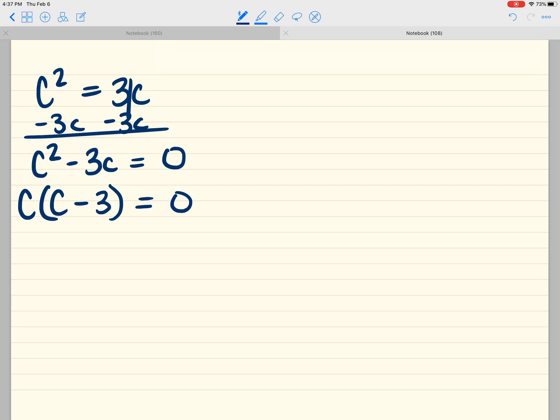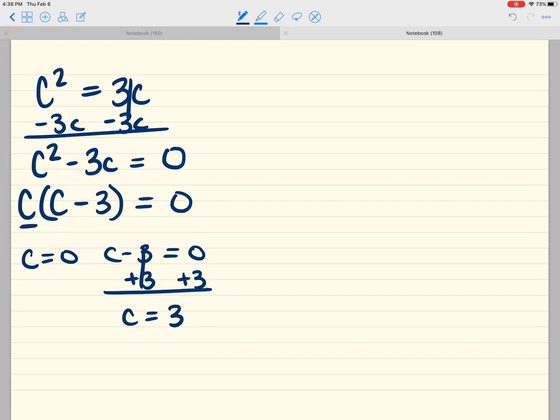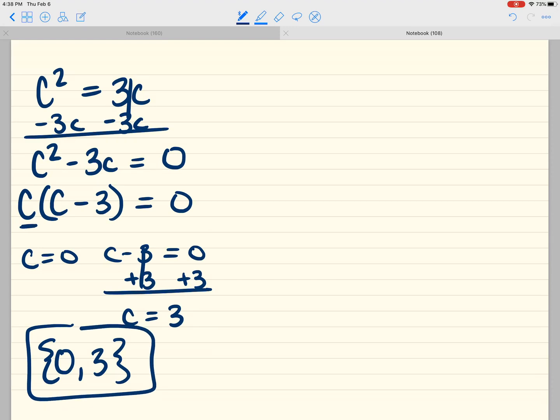Okay, again, you could just distribute back in. C times c would give you c squared. C times negative 3 would give you negative 3c, if you want to make sure that you did that correctly. All right, so the last thing you have to do is set both parts equal to 0. So c is equal to 0, c minus 3 is equal to 0. Now on this one, obviously, you only have to solve one, which would be to add 3 to both sides. You would get c is equal to 3. So your solution set here would be 0 and 3.